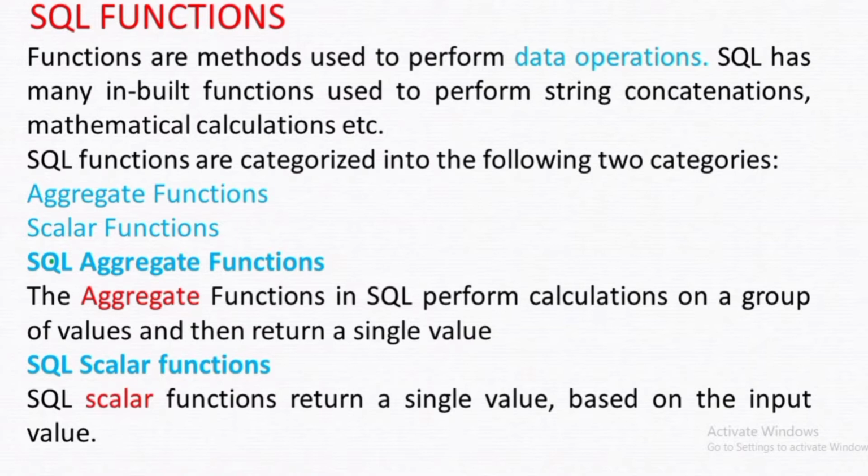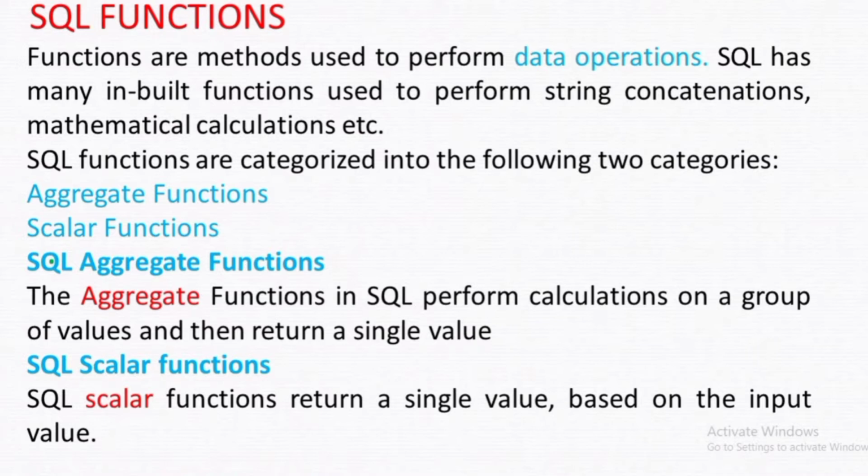SQL functions are categorized into two categories. One is aggregate functions and the second one is scalar functions. Aggregate functions we have discussed in our previous video, and today we'll discuss scalar functions. Aggregate functions in SQL perform calculations on a group of values and return a single value. Scalar functions return a single value based on the input value.